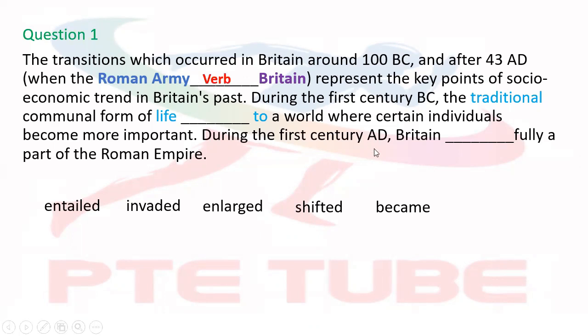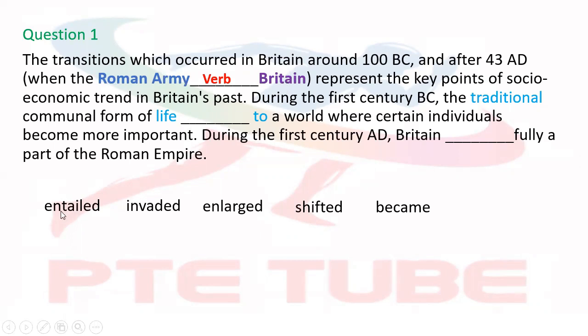Hence, I will have to look for a verb in the given options. If you just pay attention over there, all the options are verbs. Entailed is a verb, ed, ed, and became to is a verb. So which one suits the best? Roman army. Roman is a different country. Rome, and Britain is a different country. So this Roman army is doing something to Britain.